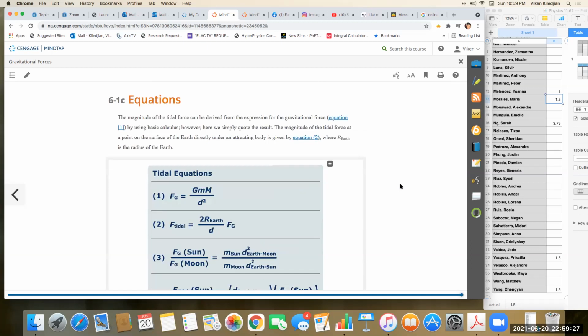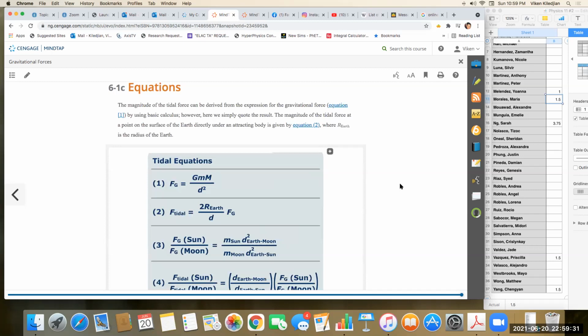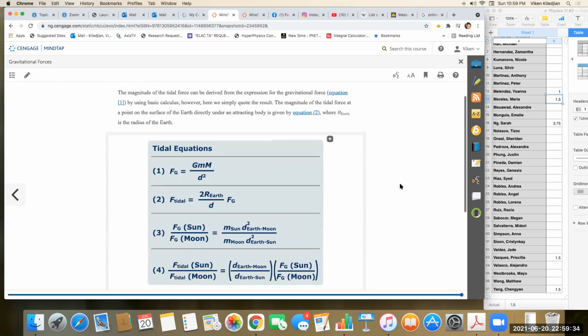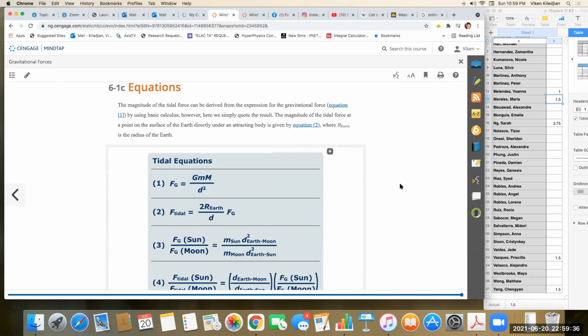So the magnitude of the tidal force can be derived from the expression for the gravitational force by using basic calculus. So this is one of the reasons Newton invented calculus: he wanted a way to find out the force of gravity on planets and the sun and the moon. And he found out this equation. He sort of discovered that equation. And then he also found out the tidal force equation, 2 times the radius of the Earth over the distance times Fg.